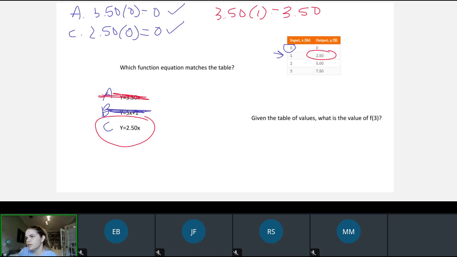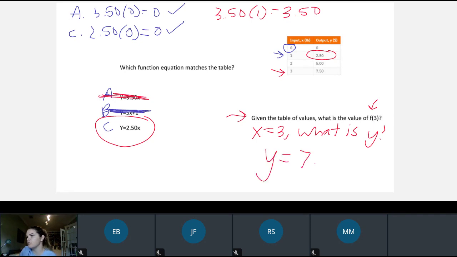This question down here, given the table of values, what is the value of f of 3? So when x equals 3, what is y? Look at your table. When x is 3, y is 7.5. Questions about that?